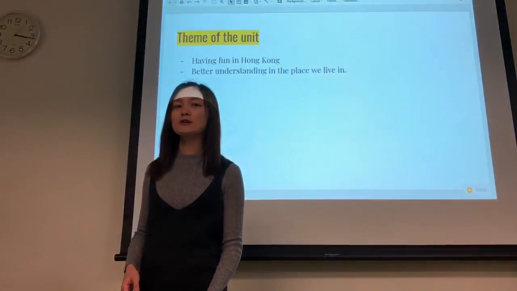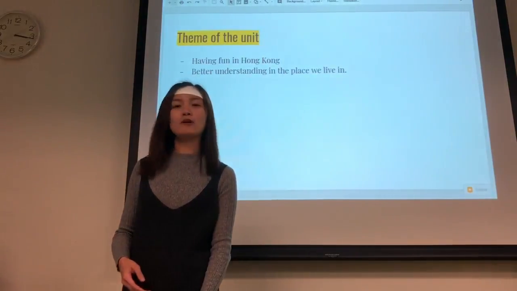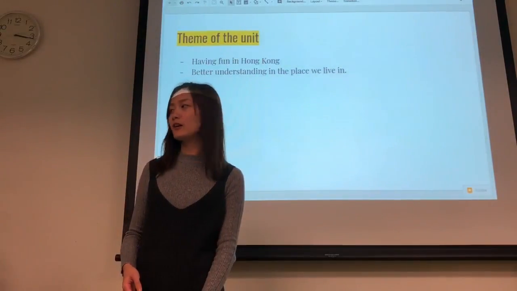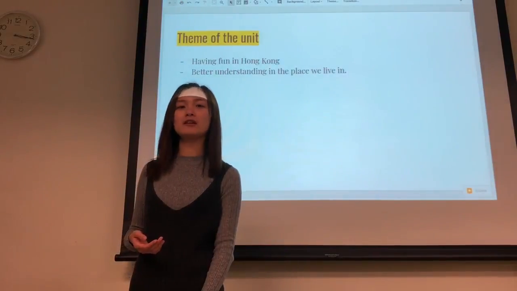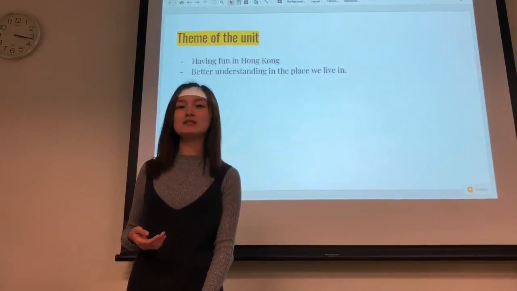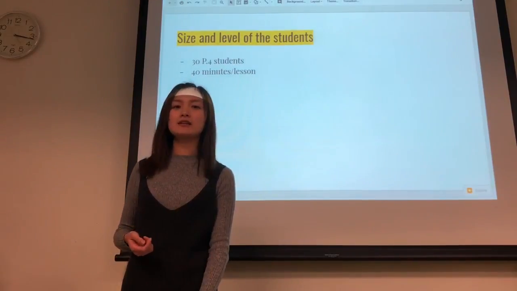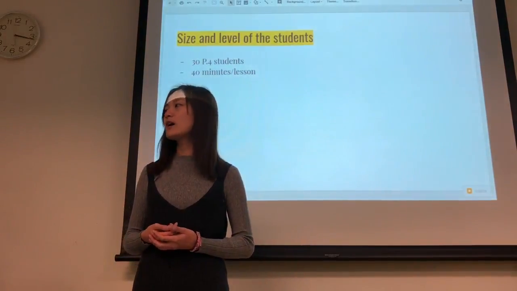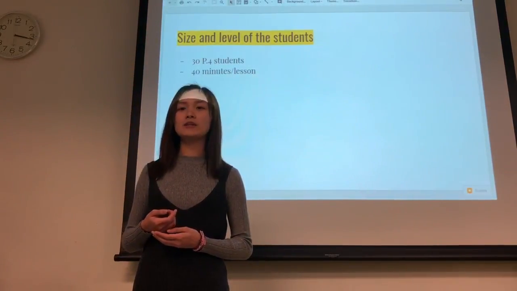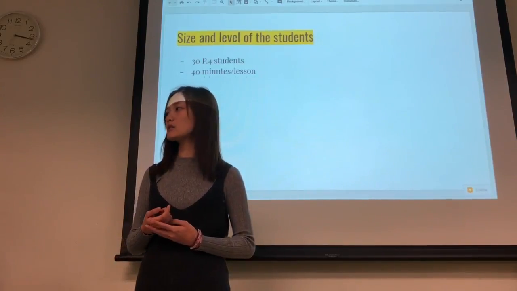So I'll first talk about some background information of our unit plan. The theme of our unit is having fun in Hong Kong, and through this unit we hope that students would have better understanding about the places in Hong Kong we live. And then for the size and level of the students, we hope to teach 30 primary 4 students, and each lesson will be conducted in 40 minutes, and in total there will be 5 lessons.